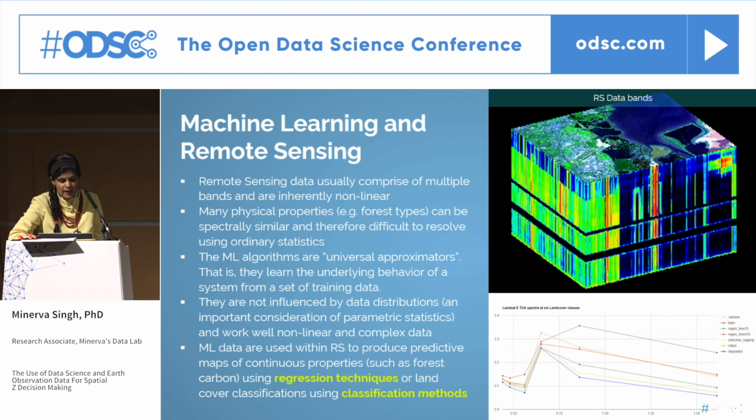Machine learning is used in conjunction with remote sensing to produce predictive maps of continuous properties, such as forest carbon using regression, or land cover classification using classification methods.